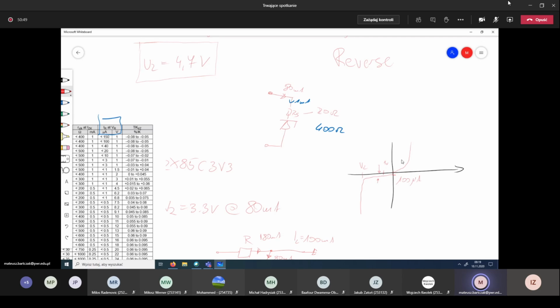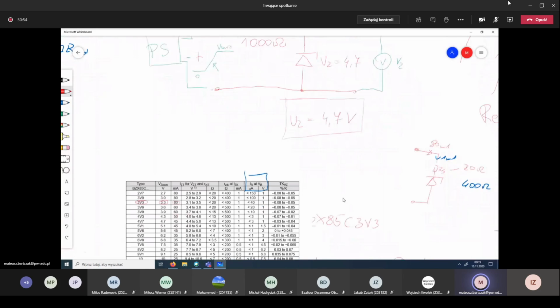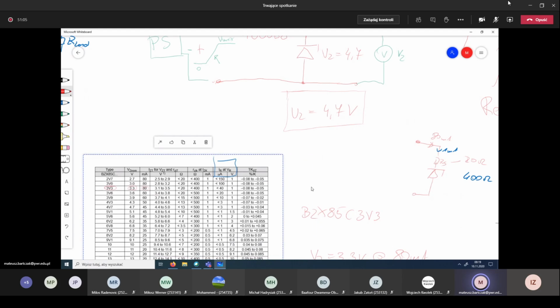microamps. And also we have some temperature coefficient, because the resistance of the semiconductors is changing with the temperature. When we have a temperature change, then of course the resistance of the semiconductor is also changing.